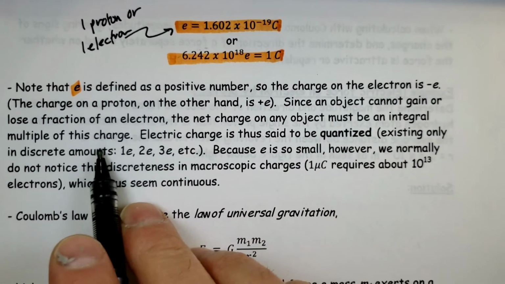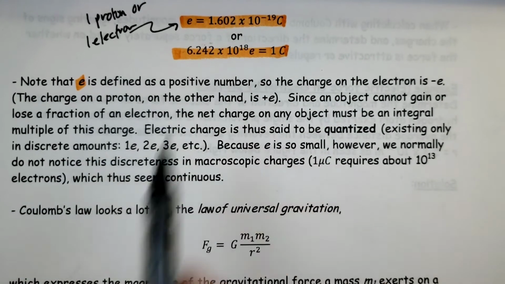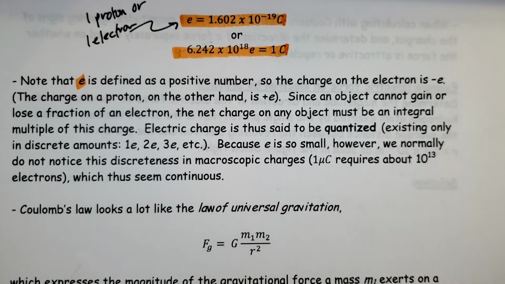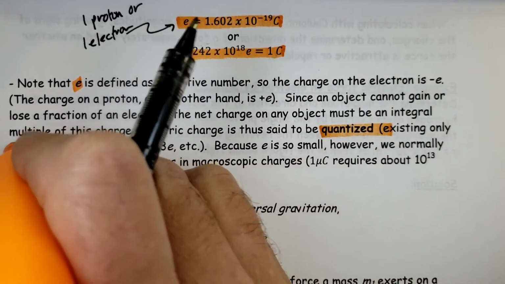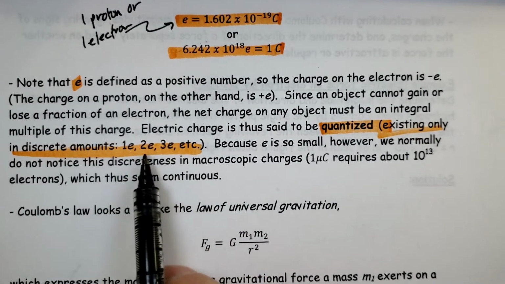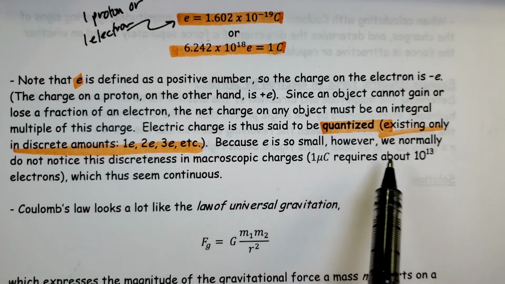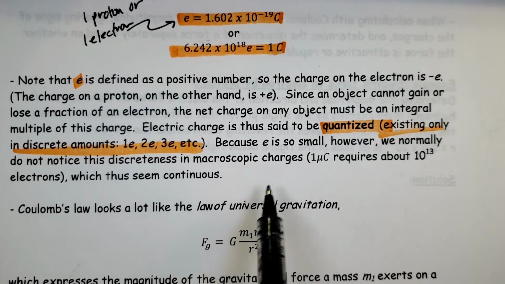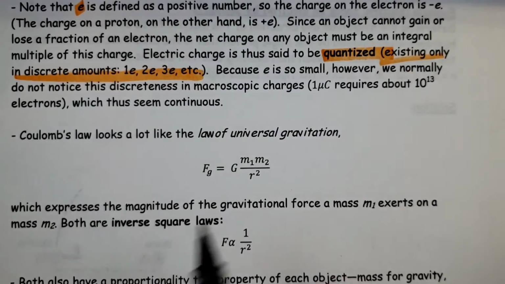Since an object cannot gain or lose a fraction of an electron, the net charge on any object must be an integral multiple of this, because you can't get less than what 1 electron is. So we say that electric charge is quantized. It exists in certain whole number amounts, the smallest being 1e, or getting bigger, 2e, 3e, a million e, etc. Because e is so small, however, we normally do not notice this discreteness in macroscopic charges, which seem continuous.